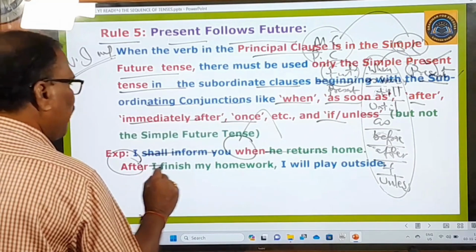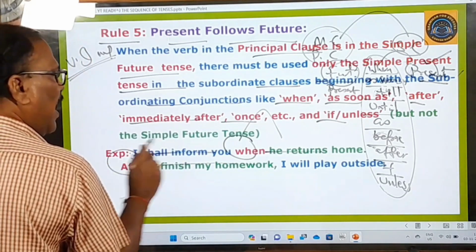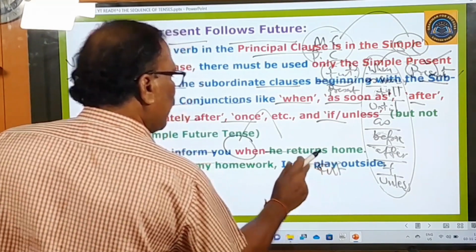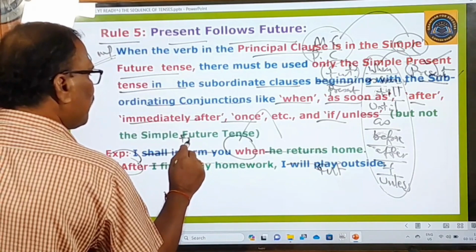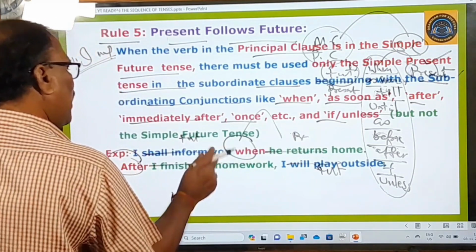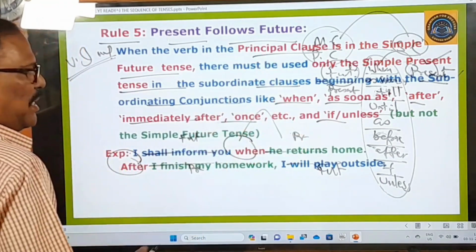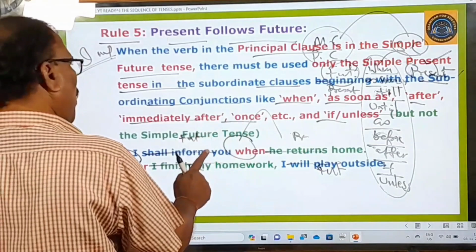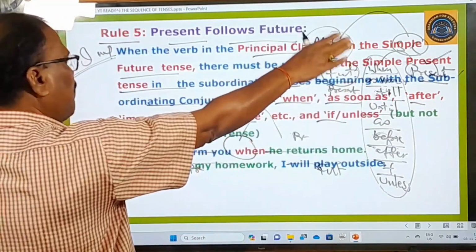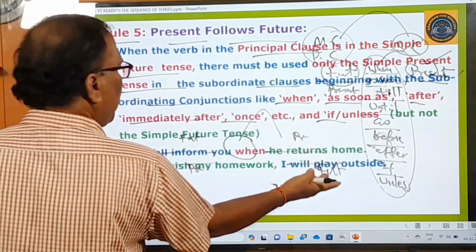"After I finish my homework" is the subordinate clause beginning with after, and in the main clause there is future tense. Main clause future, subordinate clause present. The subordinate clause can be given this side or that side. It doesn't make any big difference. Wherever it is, in the subordinate clause beginning with these conjunctions, there must be only present tense, whenever there is a simple future or simple present tense in the main clause part.